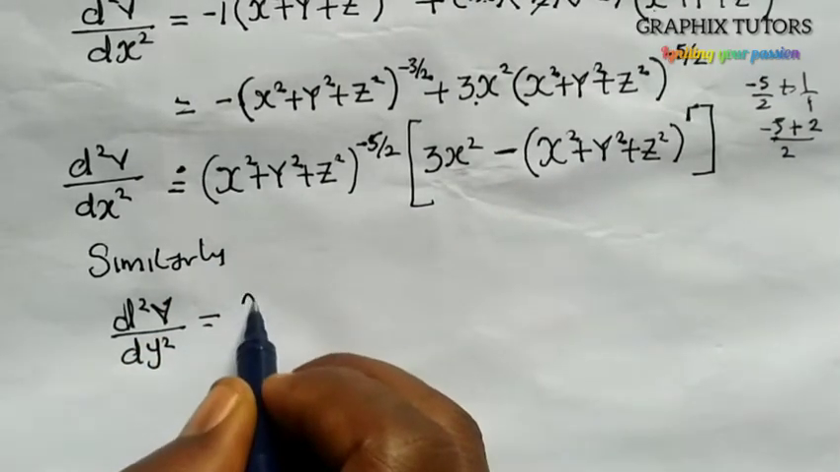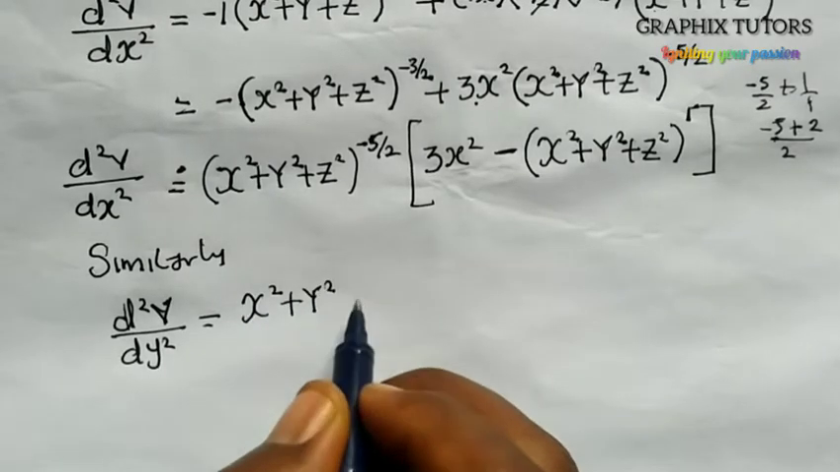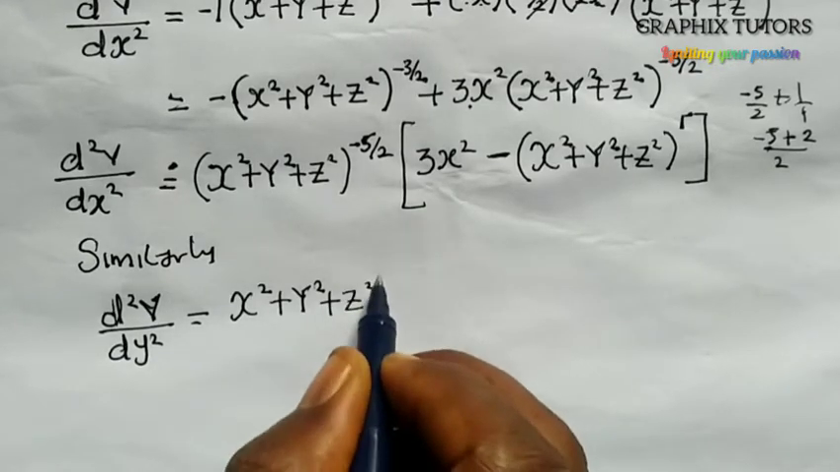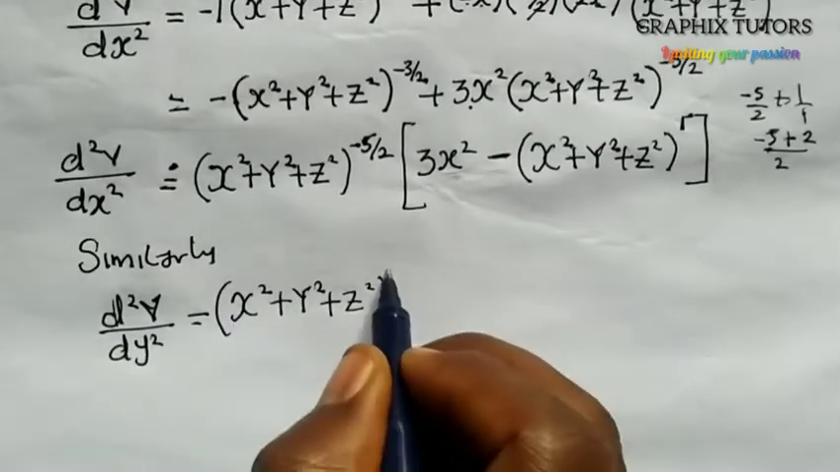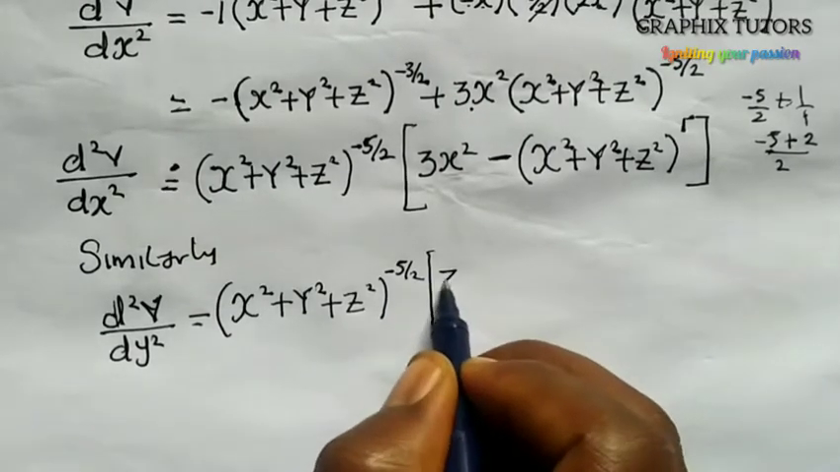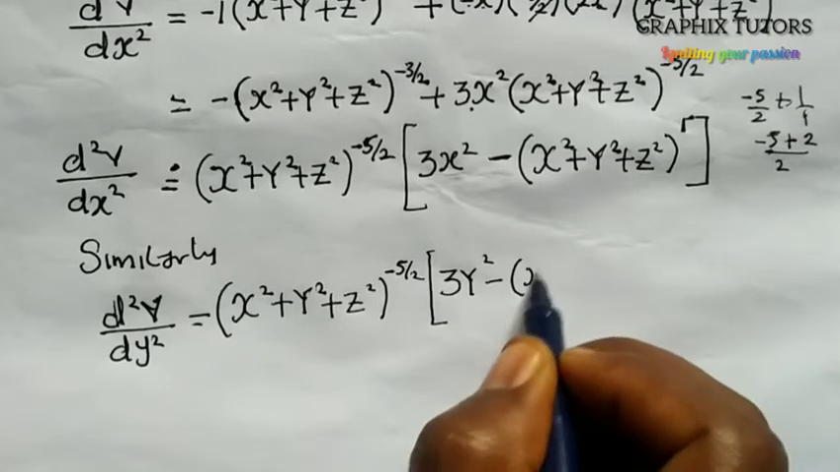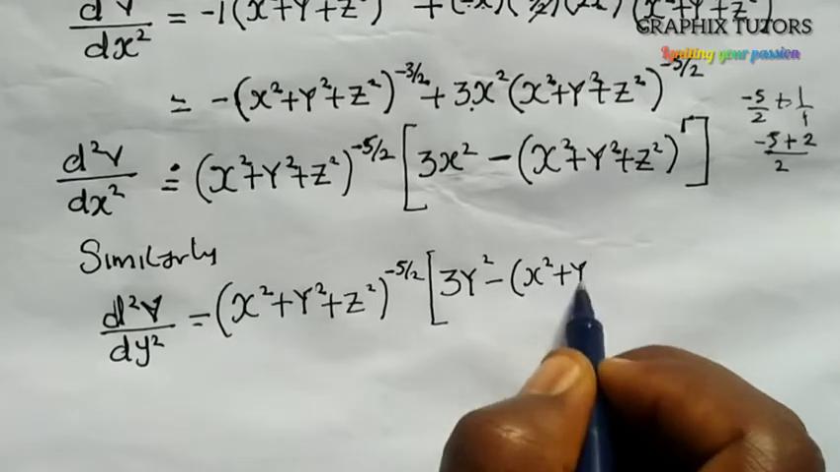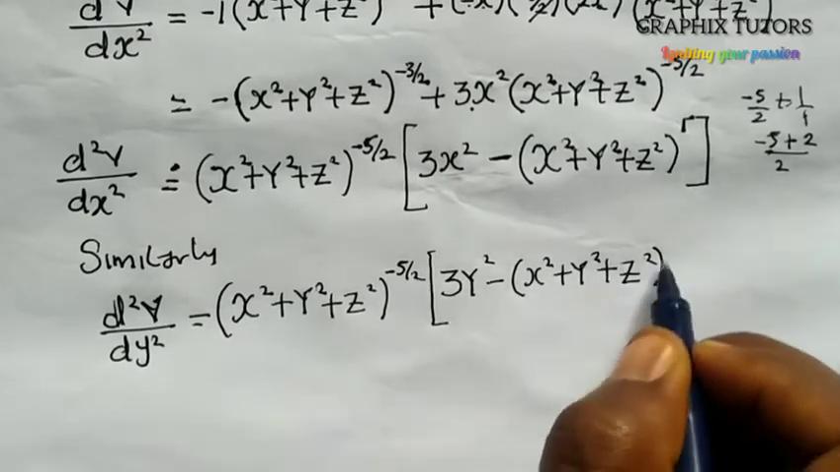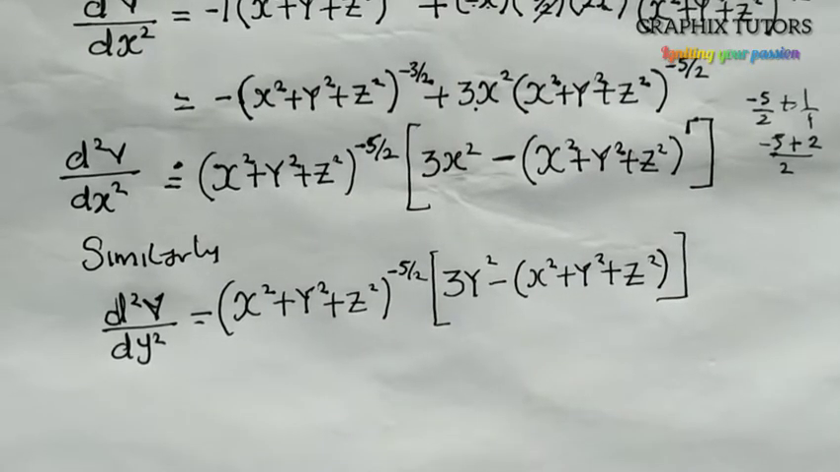So we're going to have x square plus y square plus z square raised to the power of what? Minus 5 over 2, open bracket. So this will now be 3y square minus bracket x square plus y square plus z square. I'll close it up and I'm having 1, and it's still the same thing here because I am dealing with what?